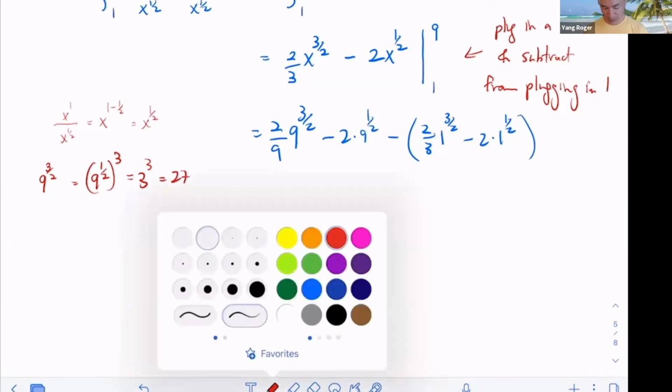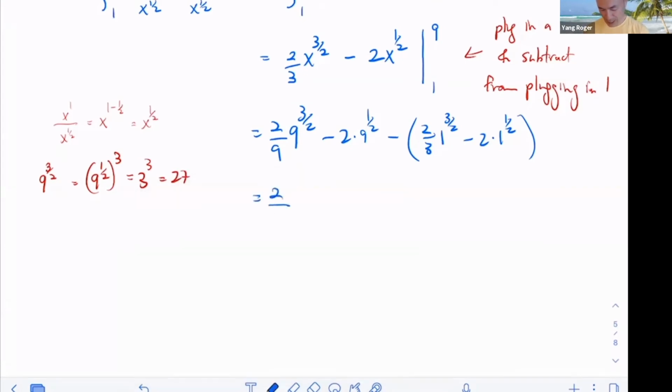So then this becomes 2/3 times 27 minus 2 times 3 minus 2/3, and then this would be plus 2. Shouldn't this be, oh yeah, definitely, Ryan. I don't know what happened. That's a 2/3 for sure. Thanks.